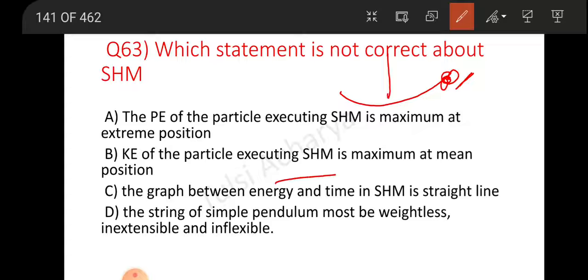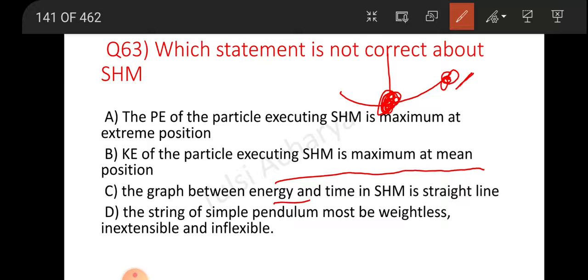Kinetic energy of a particle executing simple harmonic motion is maximum at the mean position. This is also correct, because at the mean position the particle has maximum velocity. If velocity is maximum, kinetic energy will be maximum because kinetic energy is equal to half mv square.